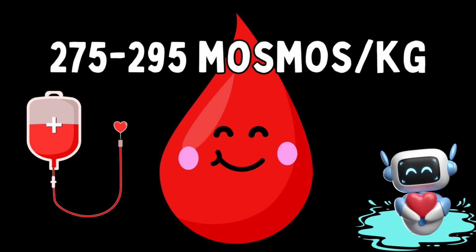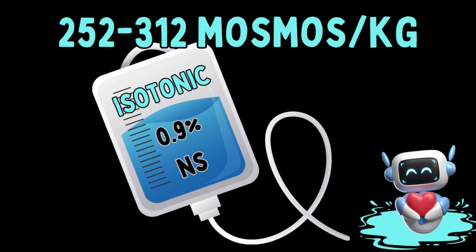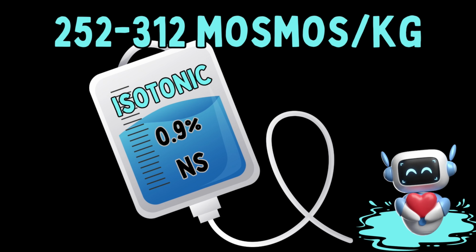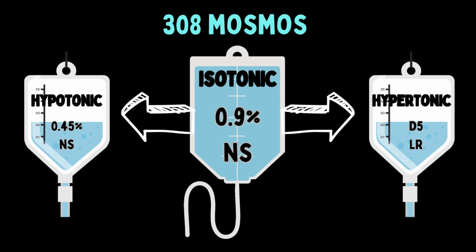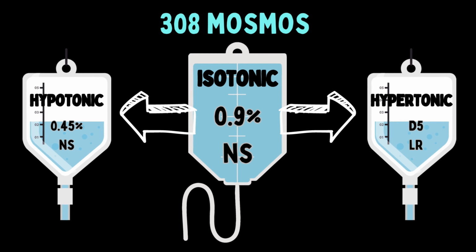So to understand how these solutions are categorized into each bucket, you need to keep in mind that normal blood osmolality ranges between 275 and 295 milliosmoles per kilogram. The benchmark for an isotonic IV solution is around 300 milliosmoles, with the range being between 252 to about 312 milliosmoles. So anything under that is hypotonic, and anything over that range is hypertonic.